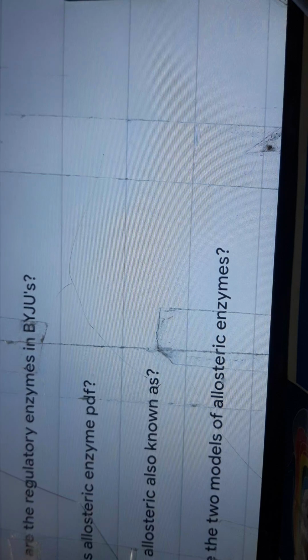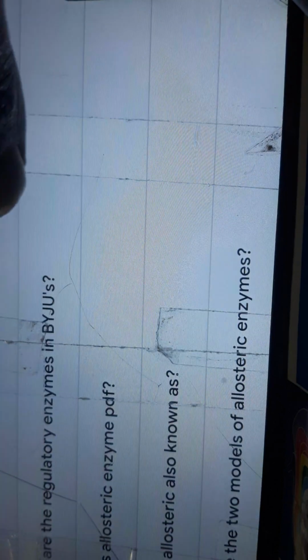And what are the regulatory enzymes? Let's see if the answer is good enough to answer your questions. The three regulatory enzymes of the TCA cycle are citrate synthase, isocitrate dehydrogenase, and alpha-ketoglutarate dehydrogenase.